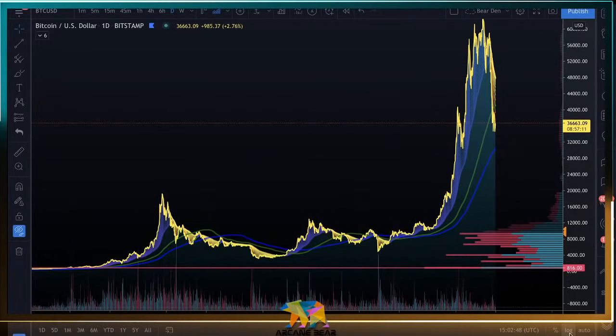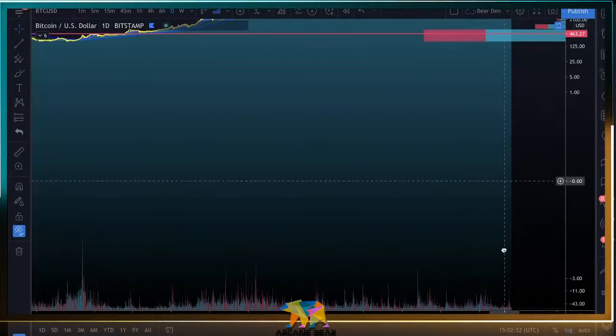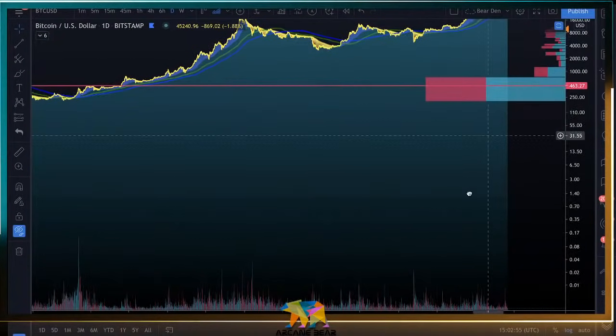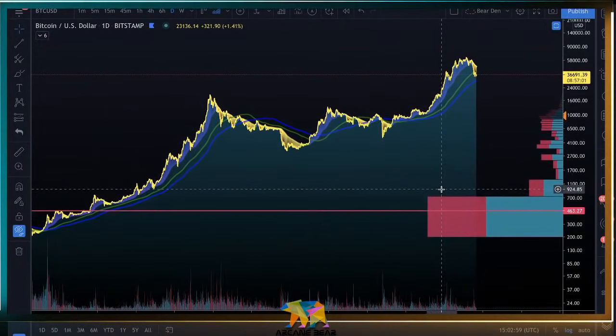Now, we're going to actually switch into log for a second too. A lot of you guys have asked about the differences of why we use log or linear charts. It really depends on where we are in our market cycle focus.